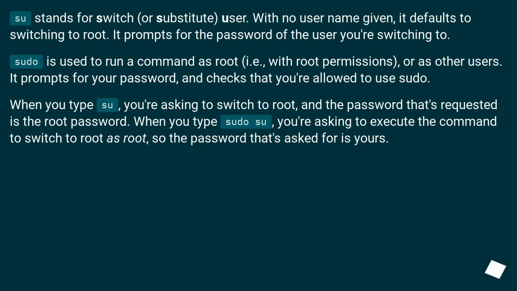Su stands for switch, or substitute, user. With no username given, it defaults to switching to root. It prompts for the password of the user you're switching to. Sudo is used to run a command as root, i.e., with root permissions, or as other users. It prompts for your password, and checks that you're allowed to use sudo.